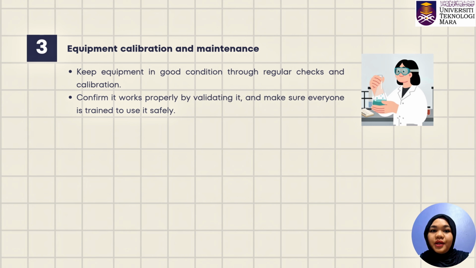Number 3. Equipment calibration and maintenance. Keep equipment in a good condition through regular checks and calibration. Confirm it works properly by validating it and make sure everyone is trained to use it safely.